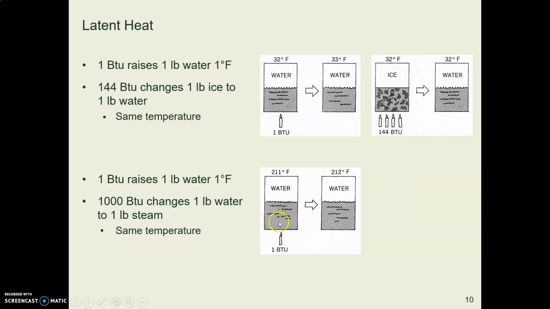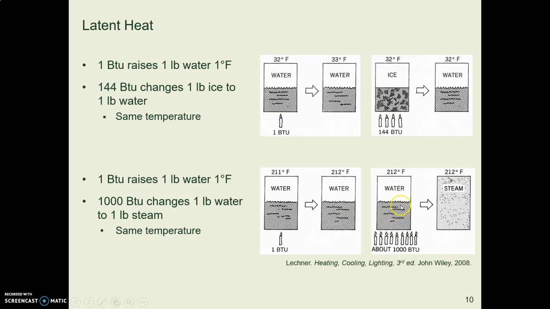To raise a pound of water 1 degree Fahrenheit when you're headed for boiling, but you're still water, that requires 1 BTU. But to take a pound of water at 212 degrees and change its state to water vapor requires 1,000 BTUs. So that's the energy of latent heat.